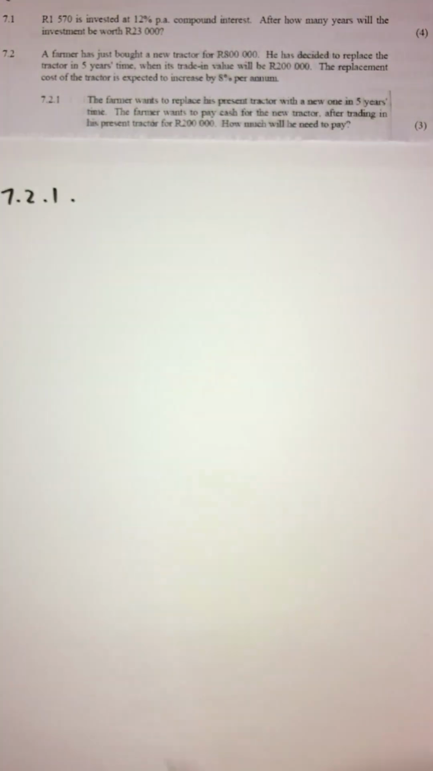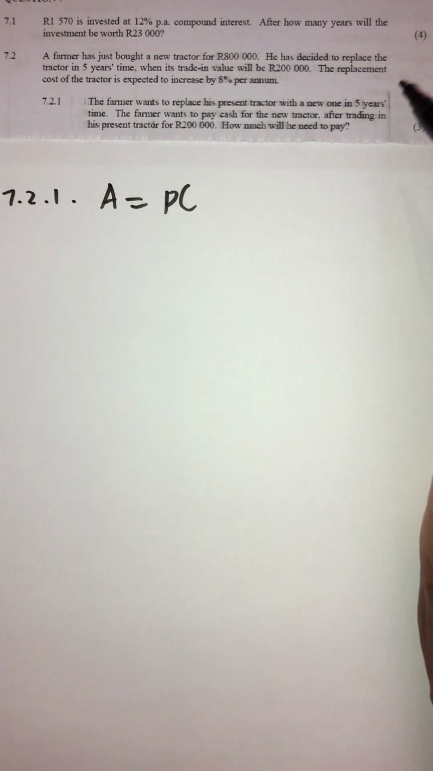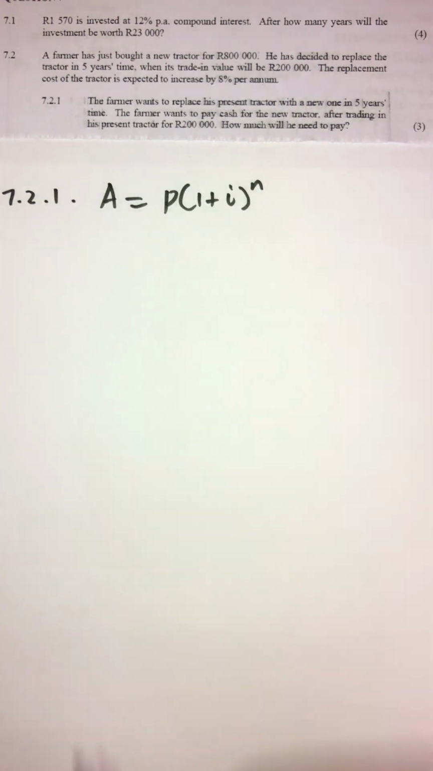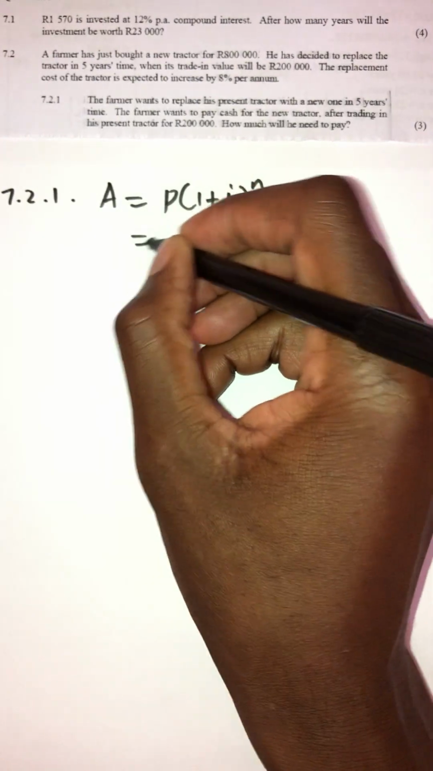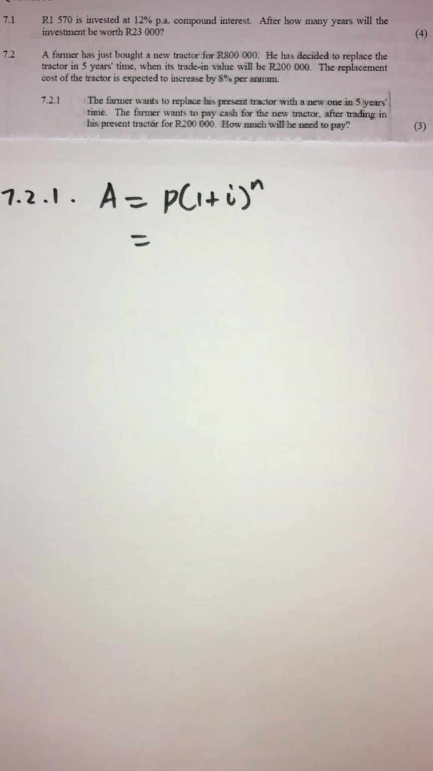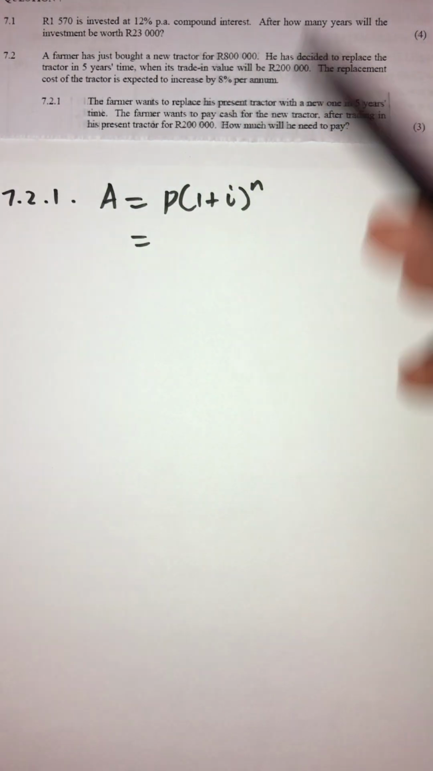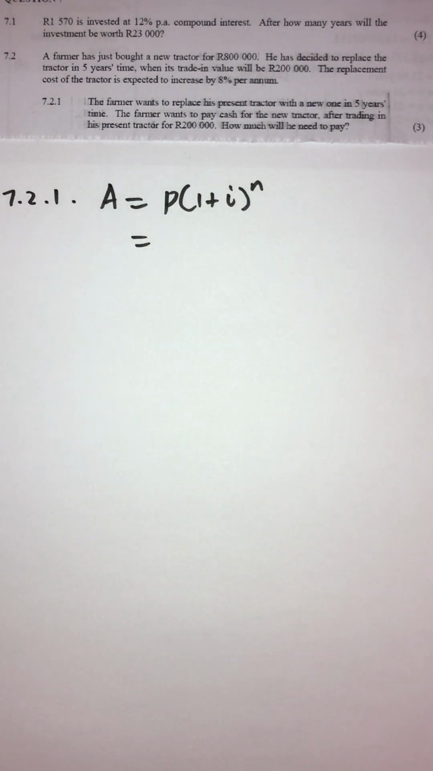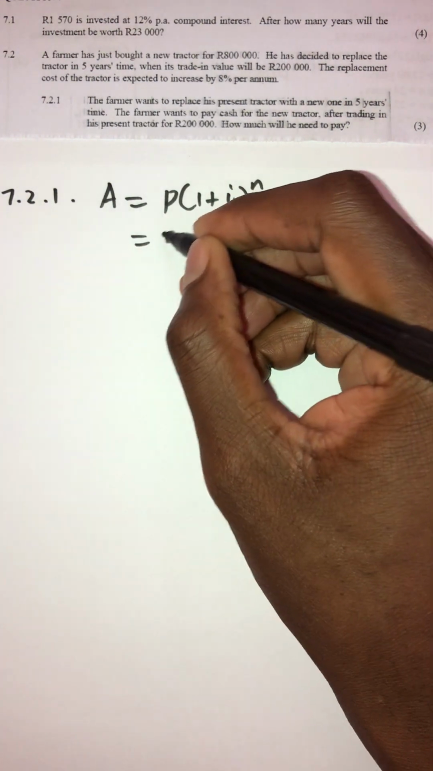So it means now we're looking for the accumulated amount. How much will he need to pay? So this one, first the formula A is equal to P, since they said it is compounded annually or per annum, so it's 1 plus i to the exponent n. Now we are looking for A as the accumulated amount, or as the total amount after 5 years. So what is the principal amount? The principal amount is 800,000, or he'll be investing 800,000 per annum.